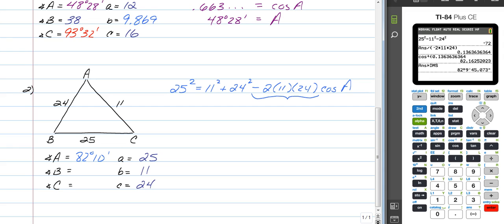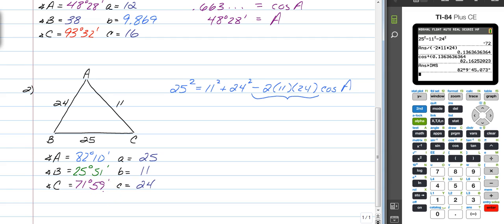And then, of course, you would do the exact same thing for B. And C, you would just have to subtract A and B from 180. So for angle B, if you would have set it up correctly and used your calculator correctly, you should have 25 degrees and 51 minutes. And then once you subtract both of those from 180, angle C should be 71 degrees and 59 minutes.